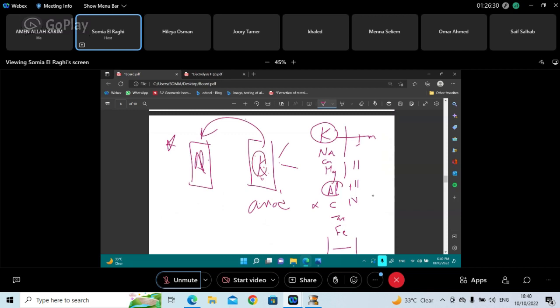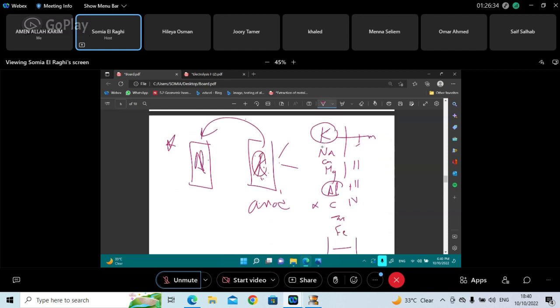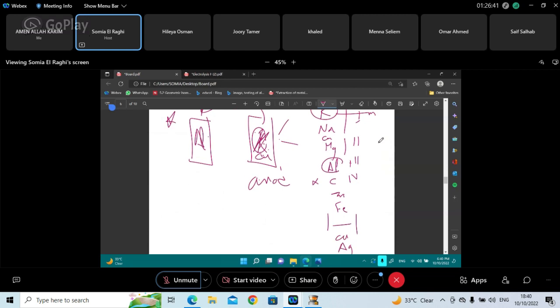So it's from potassium to aluminium. If I keep aluminium and I ignore potassium and I put, for example, copper, where's the direction now? From aluminium to copper, thank you. You get it? So always from the most reactive one to the least reactive one.